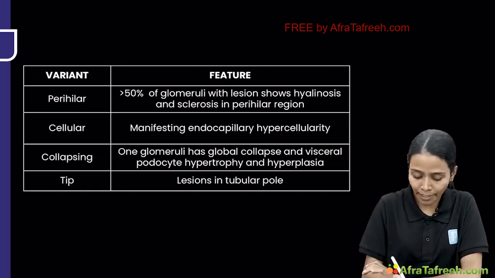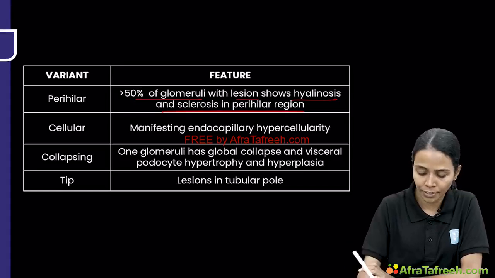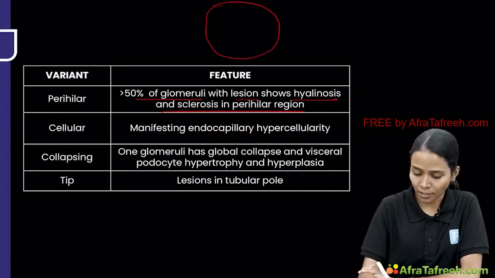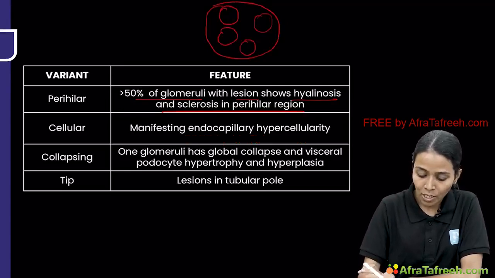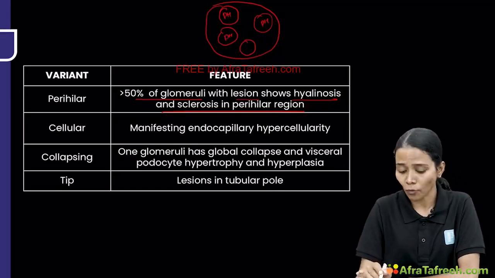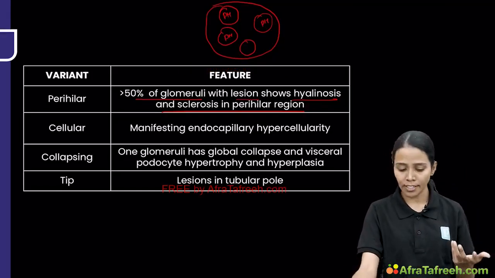So what is perihilar? If more than 50% of glomeruli with lesion show hyalinosis and sclerosis in the perihilar region. So for example, you take this as the LM section having 4 glomeruli. Out of this, if 3 glomeruli are showing perihilar lesion, that is more than 50% of the glomeruli, then it is called perihilar variant.